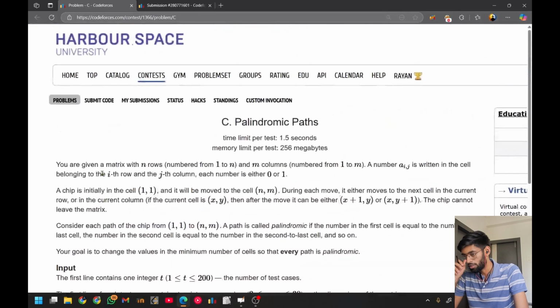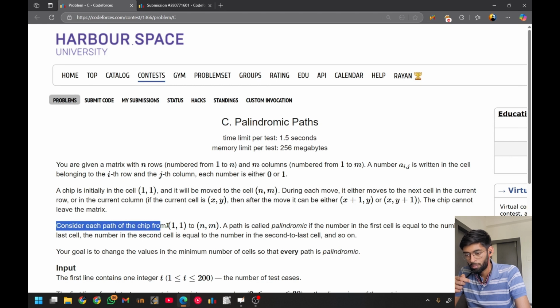और हम किस तरह जा सकते हैं? During each move, it can either move to the next cell in the current row. If we are standing in a current row, then we can only move to the next element in that row, otherwise we can move to the same element in the same column. Means either हम राइट जा सकते हैं या तो हम नीचे आ सकते हैं. यही दो ही मूवमेंट पॉसिबल है.